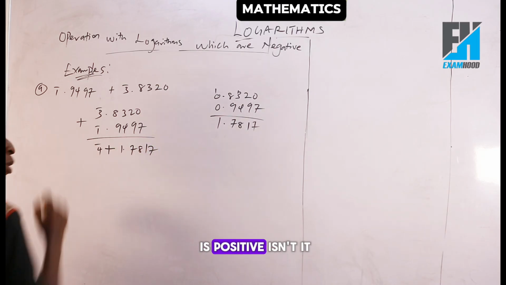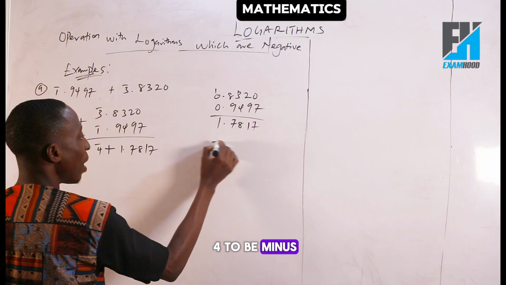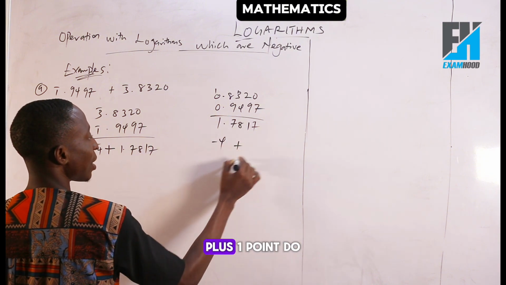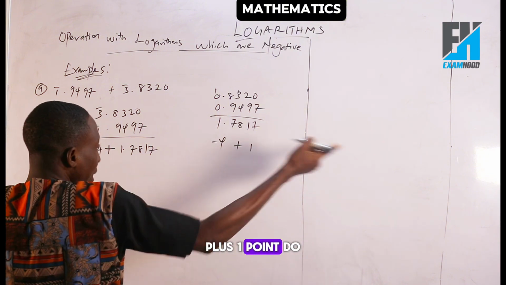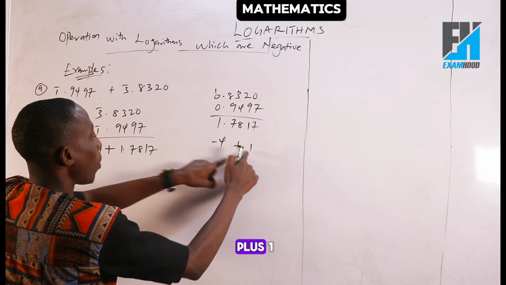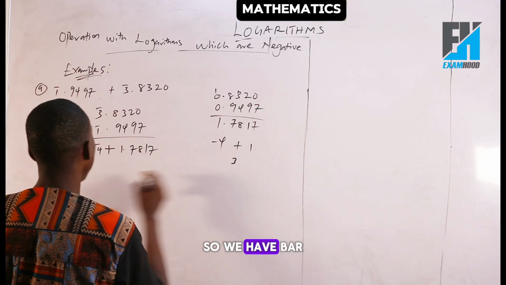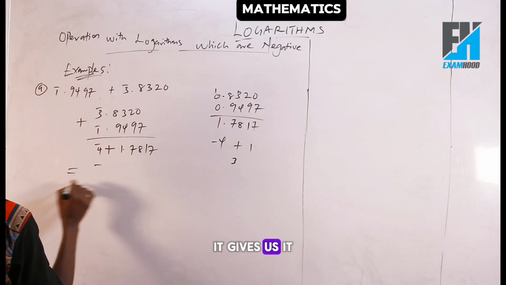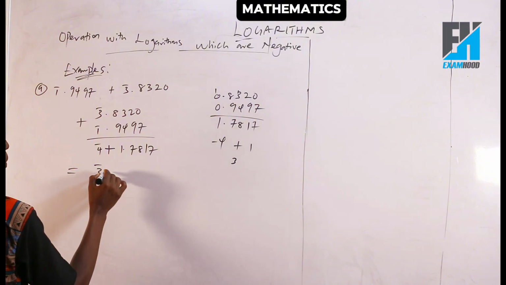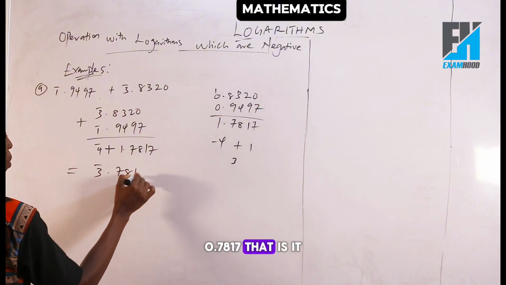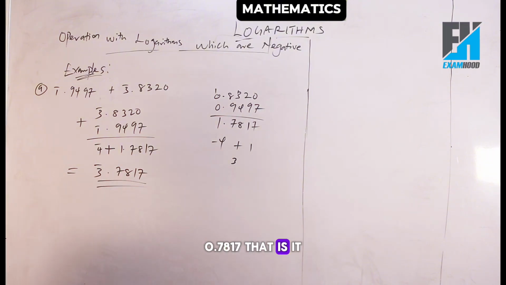So you have this to be plus 1.7817. This one here is positive, isn't it? So we have bar 4 to be minus 4. You get plus 1. So we can have minus 4 plus 1, that gives us what? 3. So we have bar 3 there. Bar 3, it gives us bar 3.7817. That is it. Thank you.